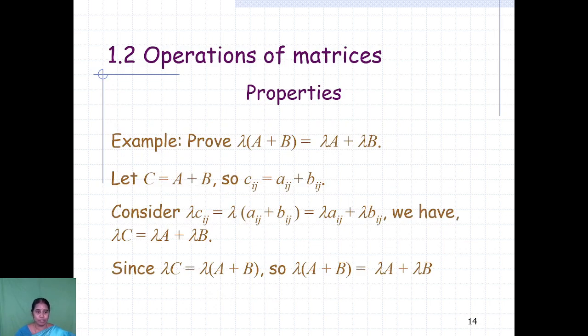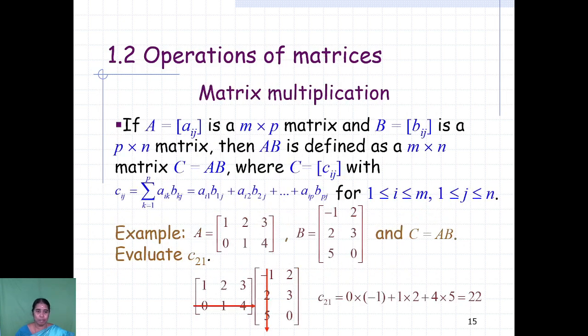Let us prove the property. Let C be equal to A plus B. So Cij is the sum of the elements of A and B, so Aij plus Bij. Now consider lambda times Cij. That is lambda times Aij plus Bij. We are including lambda inside the bracket, so lambda Aij plus lambda Bij. We have lambda C is equal to lambda A plus lambda B. Since lambda C is equal to lambda times A plus B, lambda of A plus B is equal to lambda A plus lambda B.